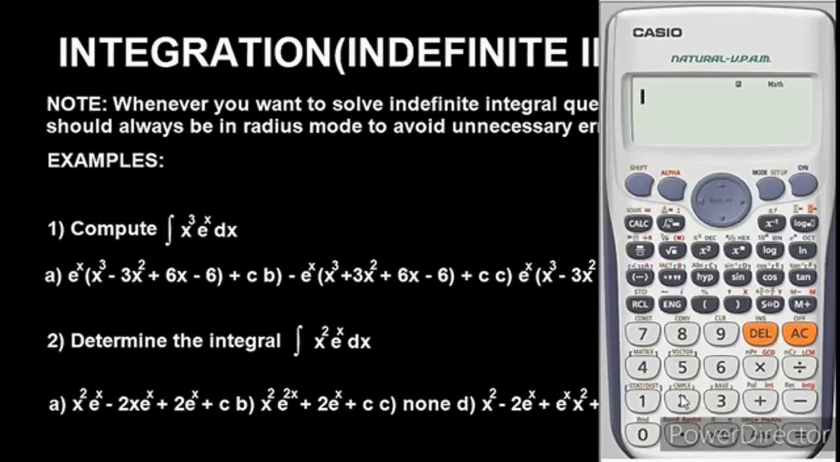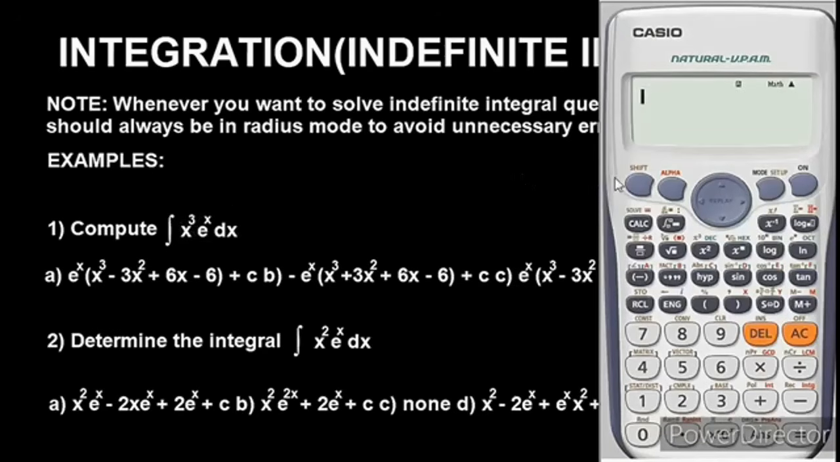To do that, you simply press the number 2, then press shift, then store, this RCL button, then press the alphabet X. Once you do it, this will indicate that 2 has been stored as X in the calculator. So you wipe it and input the integral function.